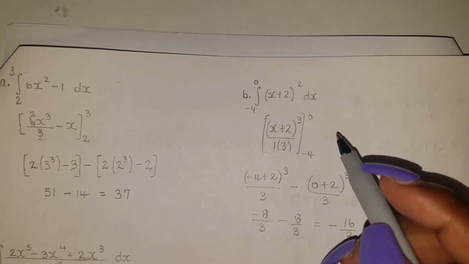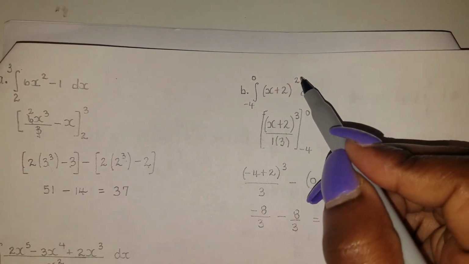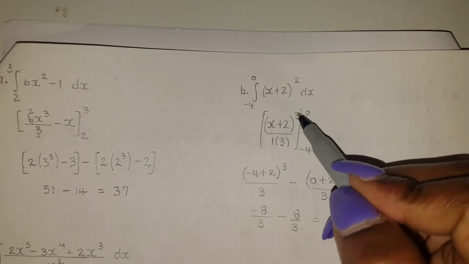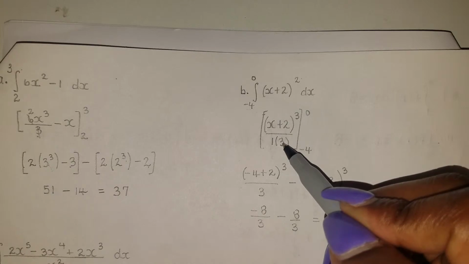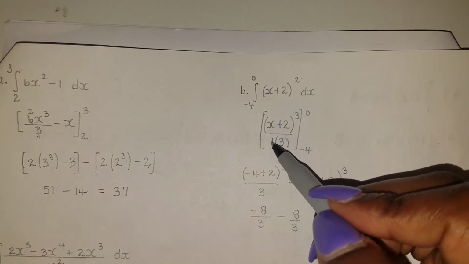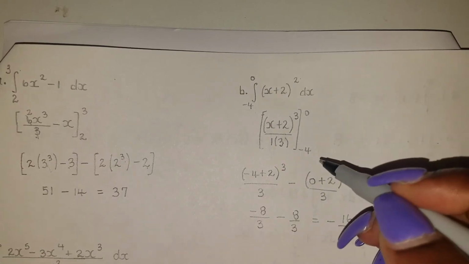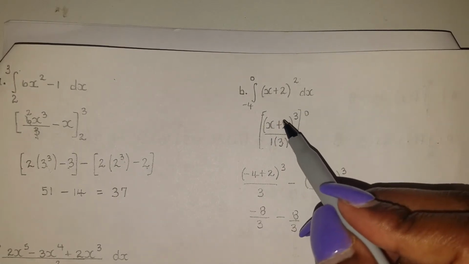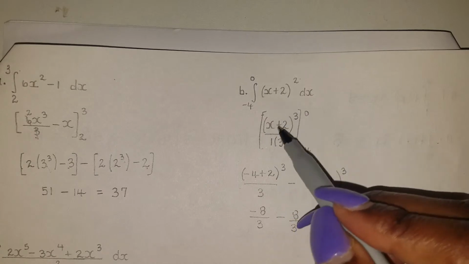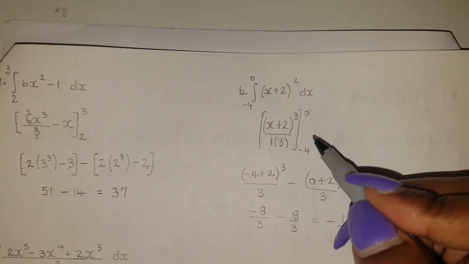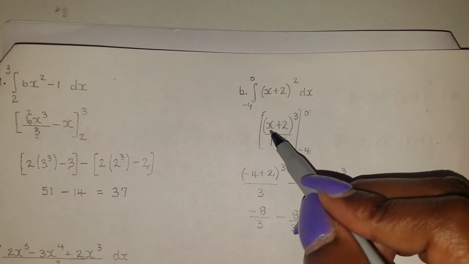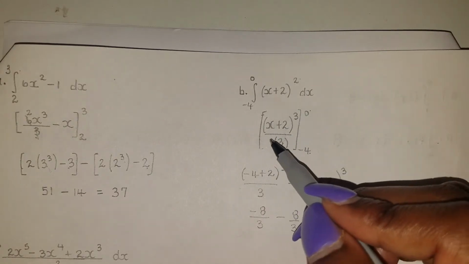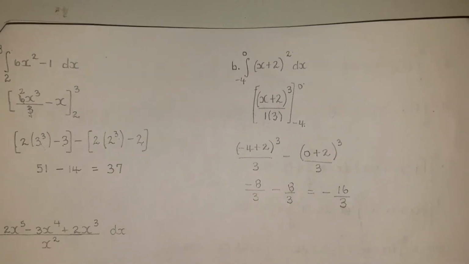So what we do, if you recall, we add 1 to that power, so 2 plus 1 is 3, and we divide by 3, but that 3 that we divide by has to first get multiplied by the coefficient of x. Now in this case it's simply 1, so it makes our answer easier. So the function that we are going to plug our upper and lower limits in is x plus 4 all cubed over 3.